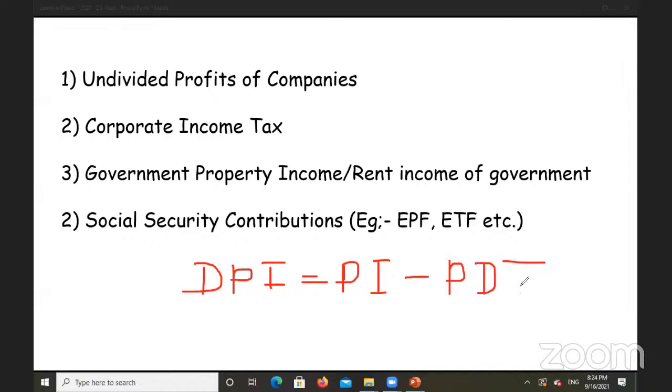Right? We found personal income. When we deduct personal direct taxes from that personal income, that is disposable personal income. So disposable personal income and personal income differ. The difference is personal direct taxes. That means taxes that we pay to the government directly out of our income and assets, wealth, those factors. Direct taxes. Right. Okay. Next one.